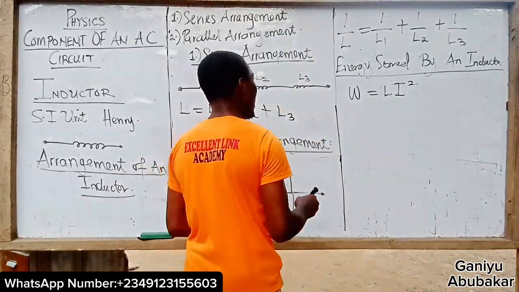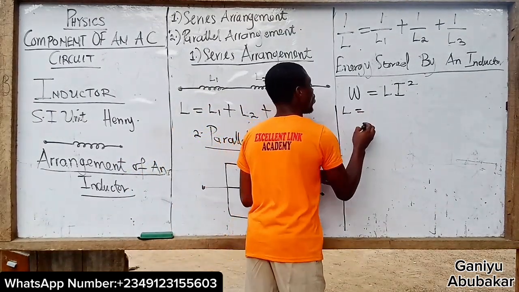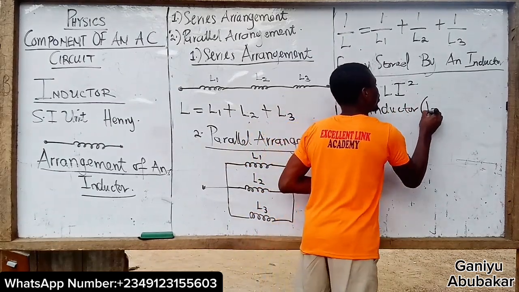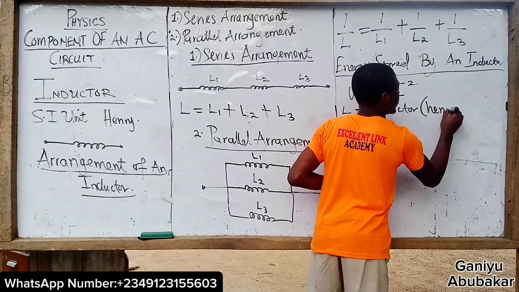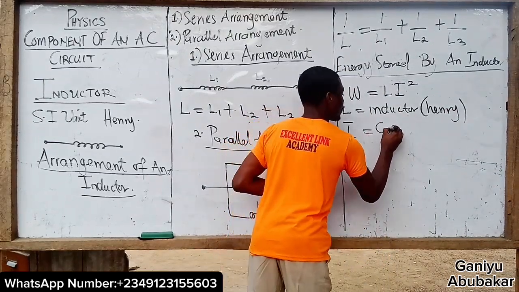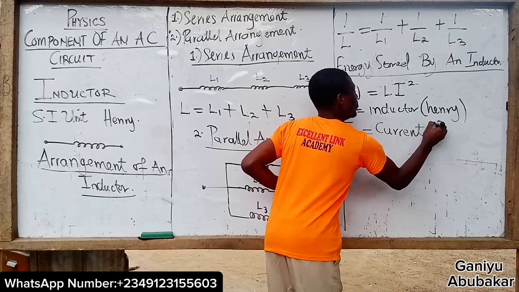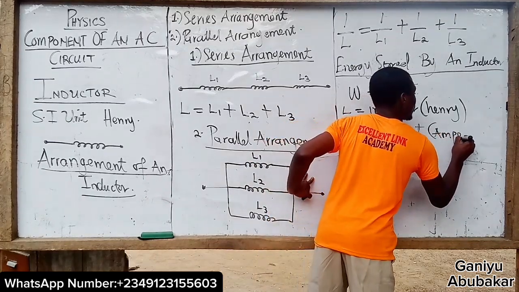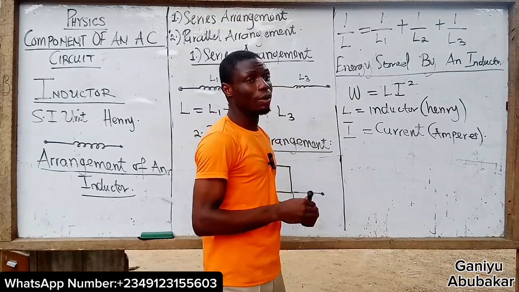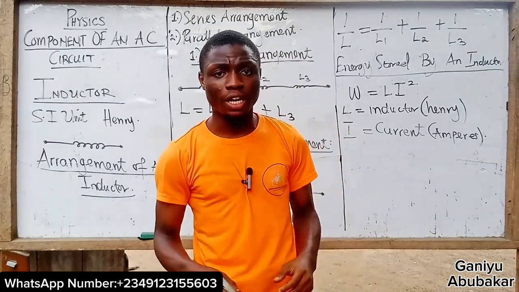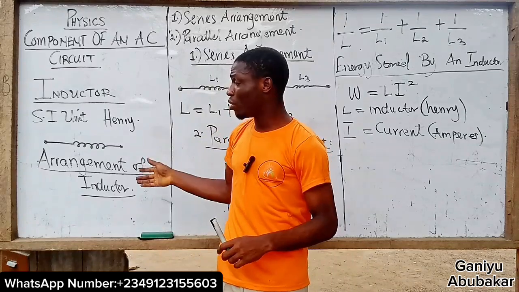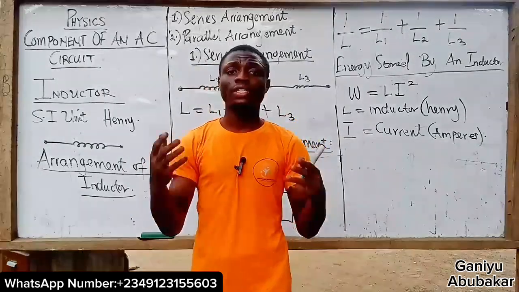Where L is called the inductance, measured in what? In Henry, and we have I as the current, measured in amperes. So I have these two here. At this point now, let's try to solve some problems and see how to apply this concept in the solving of those problems.